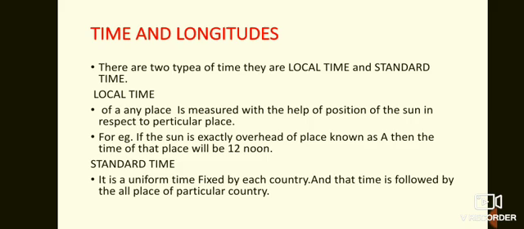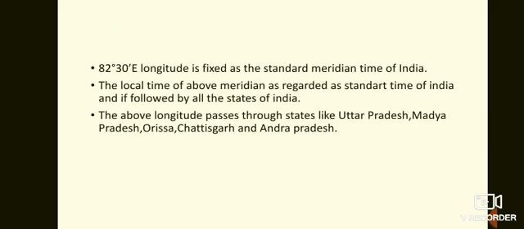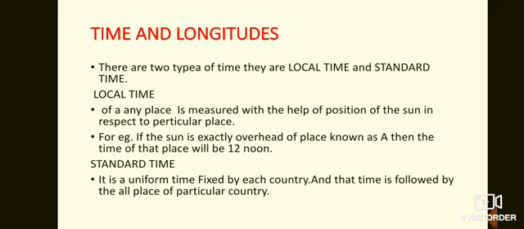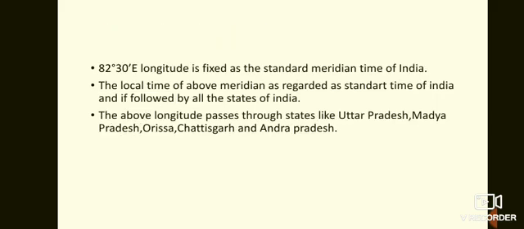Say, for example, India has one standard time. That means 82°30' east longitude is the standard meridian time of India. Standard time is followed by all the places of a country. For example, India's standard time is 82°30' east longitude. This standard time is followed by all the people of different places of the country, India.